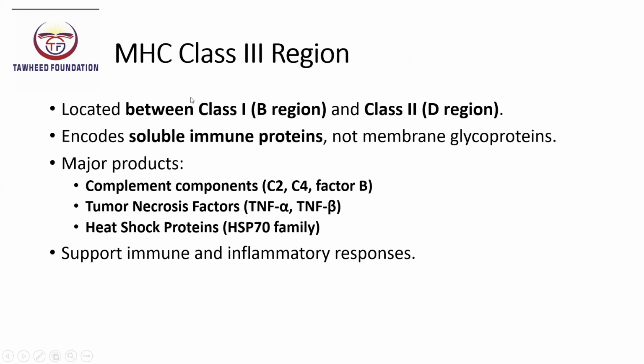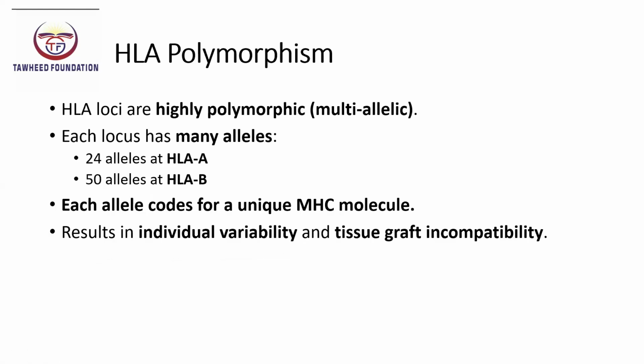Next is MHC class 3 region, located between class 1 and class 2 regions. Class 3 genes do not encode membrane-bound molecules. Instead, they produce soluble immune proteins such as complement components C2, C4, and factor B, tumor necrosis factors, that is TNF alpha, TNF beta, and heat shock proteins, that is HSP70 family. These proteins support immune signaling, inflammation, and complement-mediated defense, enhancing overall immune responses.